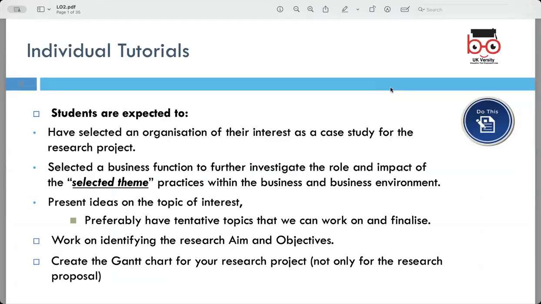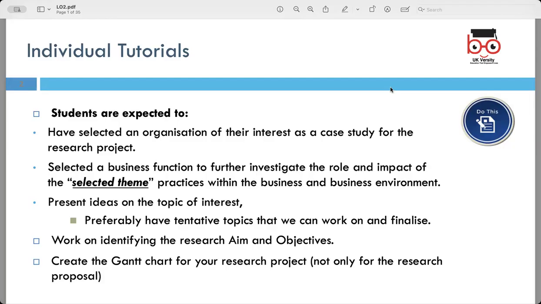Individual tutorials, what you need to do. You are moving into research here, so here is what I expect you to have ready. First, you should have selected a company you want to study for your project. This company will be your case study, so choose one that genuinely interests you. Next, pick a business function to explore, something like operations, marketing, finance, or logistics. This is where you'll focus your investigation on the theme we have been studying, globalization.